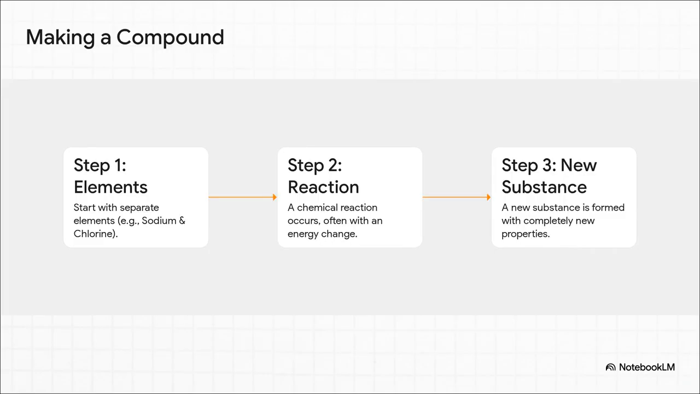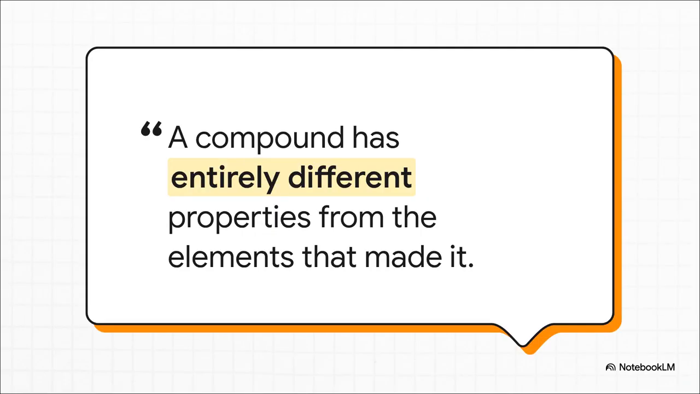Let's walk through how this works. You start with your separate elements, right? Let's take sodium and chlorine. Then a chemical reaction happens. This is the magic moment, often with some energy like heat or light, and poof, you get something totally new. A new substance with completely new properties, like sodium chloride. You probably know it as table salt. And this is probably the most mind-blowing part about compounds. The new substance has properties that are completely different from the elements that made it. Seriously, think about it. Sodium is a super reactive metal that goes crazy in water. Chlorine is a toxic gas. But when you chemically bond them together, you get salt, the stuff you put on your chips. It is a complete and total transformation.